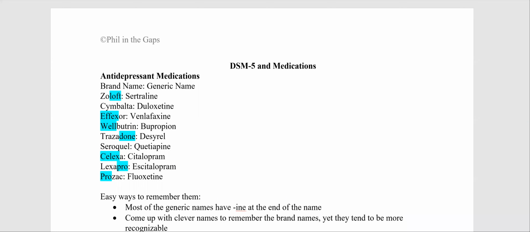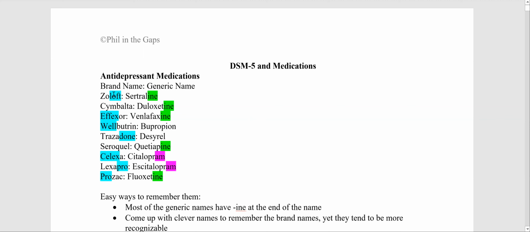And then on the generic side are the ones that people typically say are impossible. But if you look very closely, INE is at the end of the majority of the antidepressants. So if you see INE at the end of it, then it is safe to say that it is going to be more of an antidepressant. And there's going to be a caveat, because antipsychotics also have INE at the end, and then some of them also have AM at the end, but that is going to be more helpful to remember for the anti-anxiety meds. So those are just easy ways to remember the medication names.